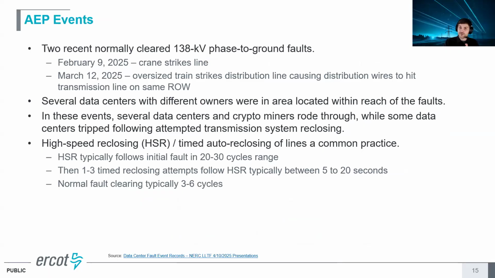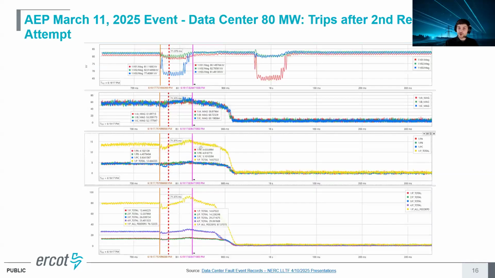In AEP in 2025, they had 2 normally cleared 138 kV phase to ground faults. They had data centers and crypto miners in the area. Some of them rode through, some of them did not. And really, again, this is centered around that 3 strikes rule. You have high speed reclosing with normally 3 attempts. So after that 3rd high speed reclosing attempt, the data centers tripped off in this event. Here we can see some of the oscillography, and you can see that this is an 80 megawatt data center that trips after the 2nd reclosing event. So this was presented at NERC's LLTF if you want to follow up for more information.